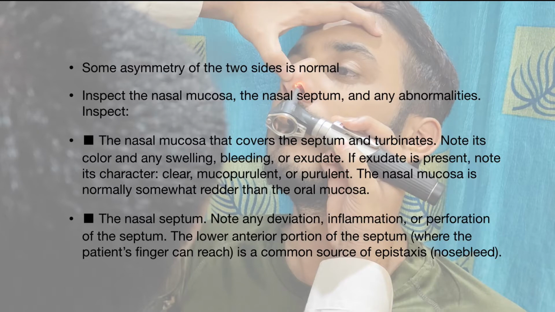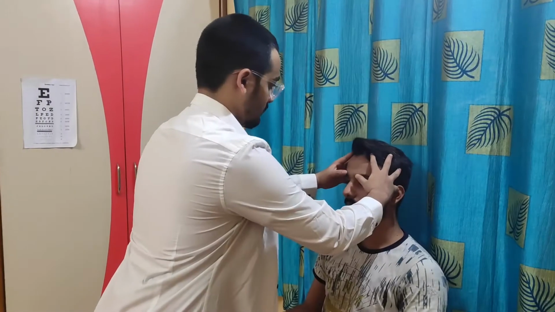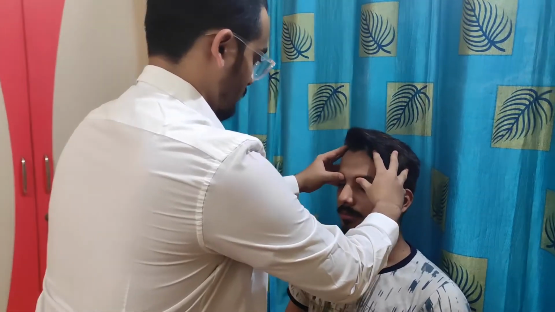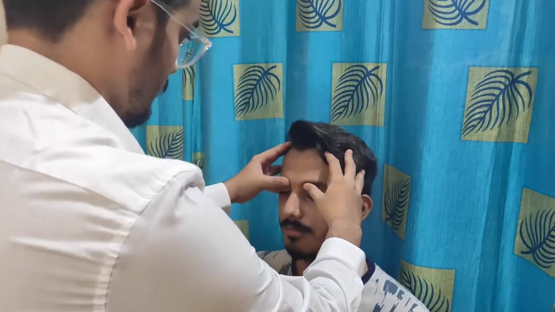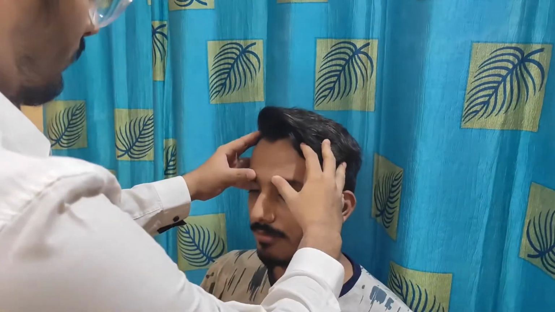Inspect the nasal septum. Note any deviation, inflammation or perforation of the septum. The lower anterior portion of the septum, where the patient's finger can reach, is a common source of epistaxis. Palpate for sinus tenderness. Press up on the frontal sinus from under the bony brows, avoiding pressure on the eyes. Then press up on the maxillary sinuses.